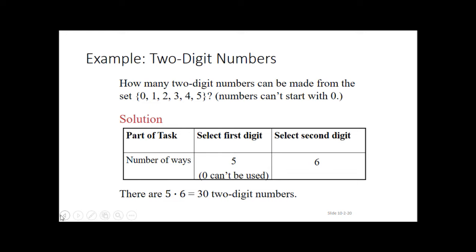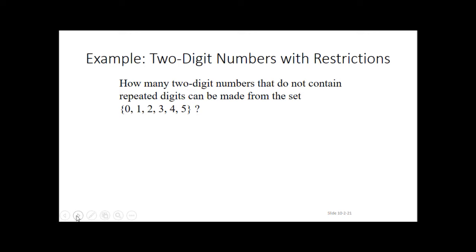So the fundamental counting principle is a really nice shortcut. Let's take a look at a different example. Please, let me know if I'm going too fast. How many 2-digit numbers that do not contain repeated digits can be made from the set? Okay, so when you see an extra little stipulation like that, you have to take it into consideration. It might affect uniformity or it might not.